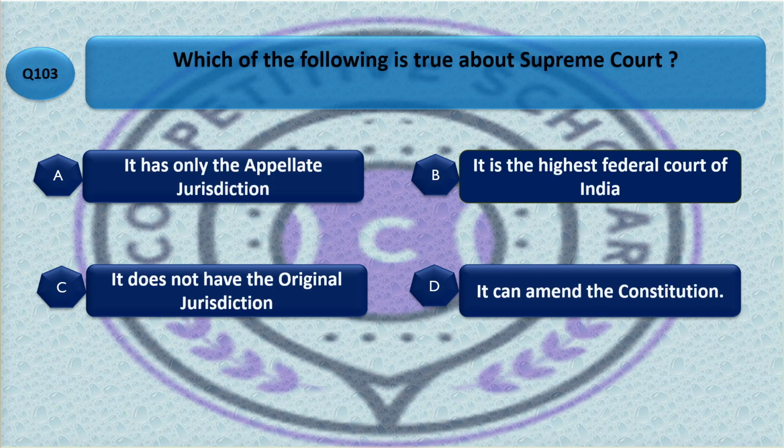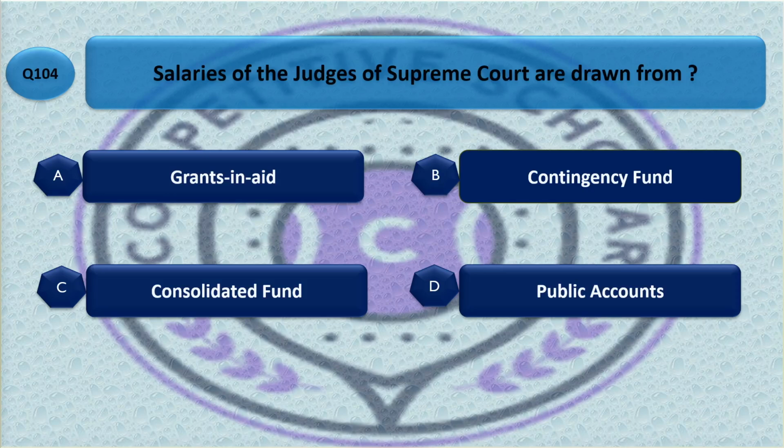Which of the following is true about the Supreme Court? Option A, it has only the appellate jurisdiction. Option B, it is the highest federal court of India. Option C, it does not have the original jurisdiction. Option D, it can amend the constitution. Answer is option number B.